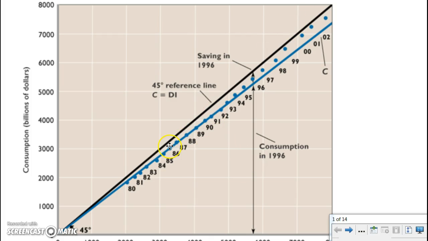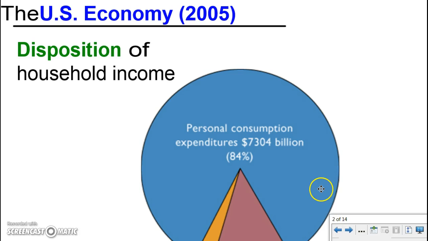And what happens is, as people's incomes go up, as we move to the right here, consumption goes up, but notice that the distance between the two lines also goes up. Well, until we get to here. That's a long story. But generally speaking, people's saving also goes up. So as income goes up, consumption goes up, and saving goes up. So let's look at that in a little more detail in a minute.